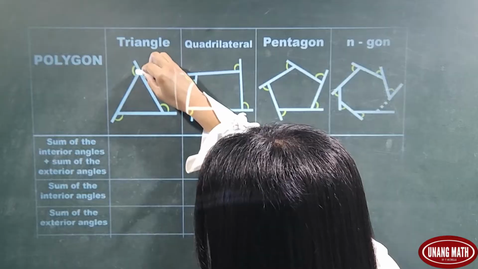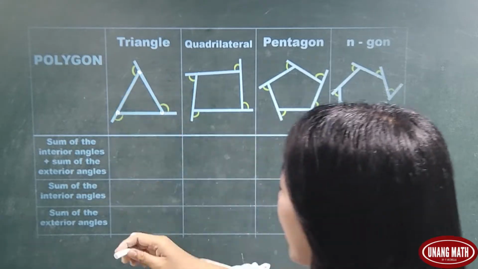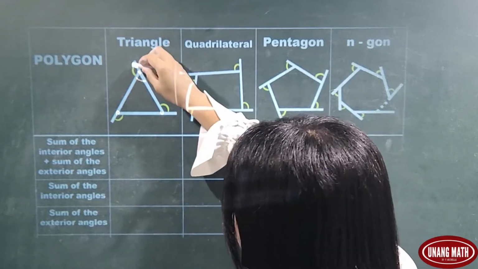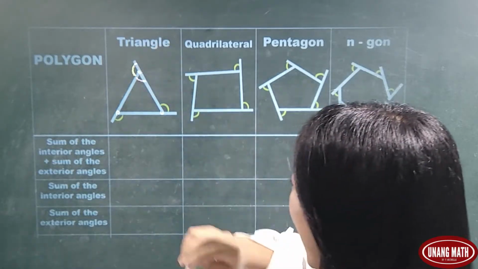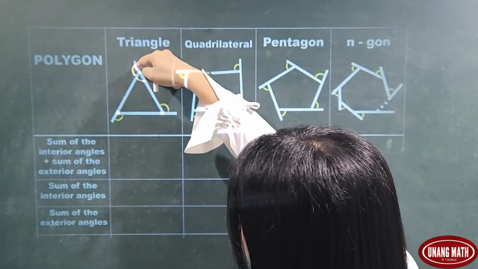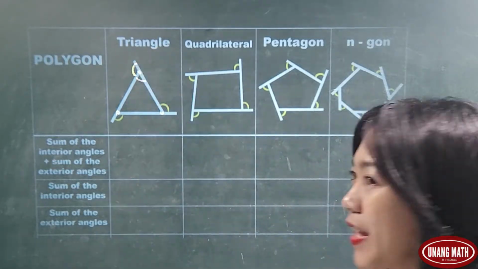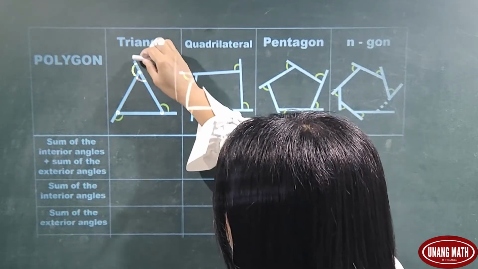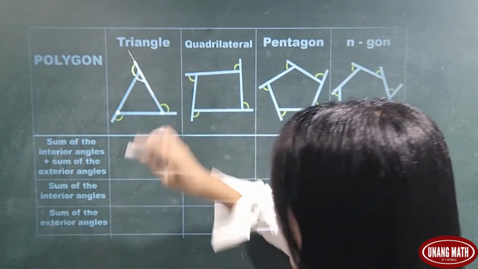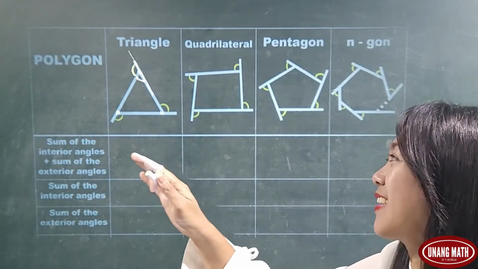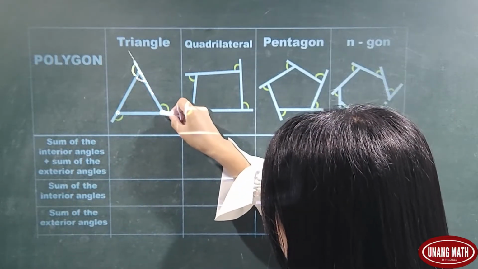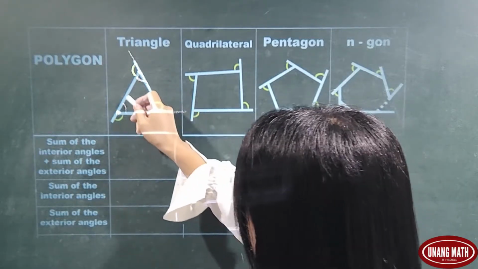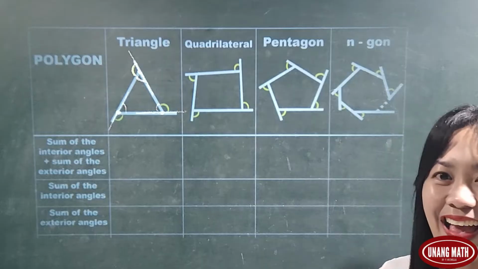Triangle has 3 vertices. In each vertex, there is an interior angle and an exterior angle. The exterior angle is this angle with color yellow. Okay, interior angle plus exterior angle equals 180 degrees, or a straight angle. Since there are 3 vertices, that means there are 3 straight angles.